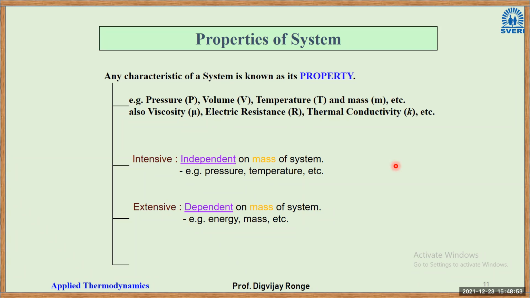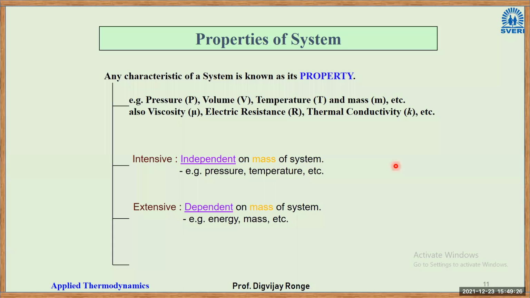For example, energy. This room has certain energy in it. If I divide this room, the energy will be divided, right? Another example can be given in this case, right? Mass, obviously, is just another word. So the properties which are dependent on the mass of the system are the extensive properties, okay?